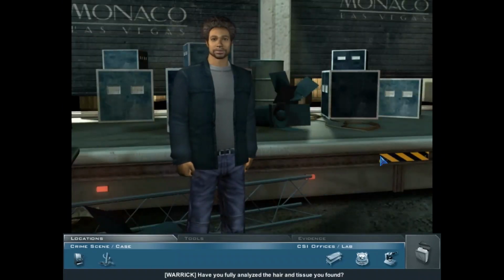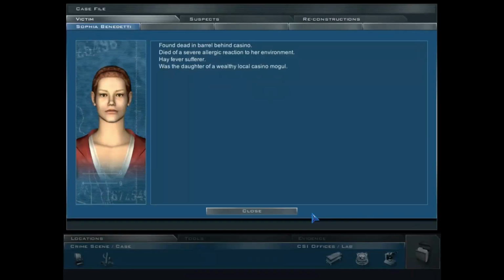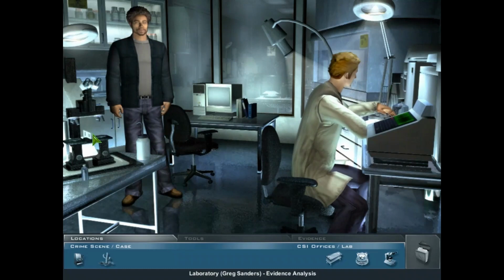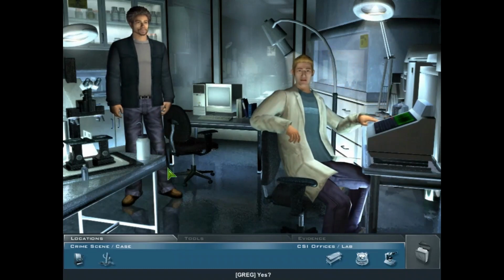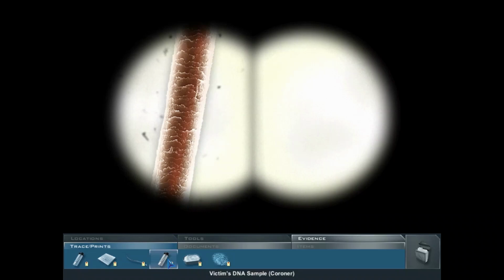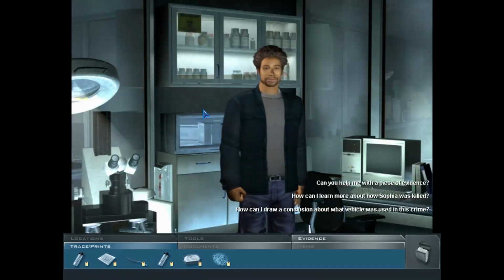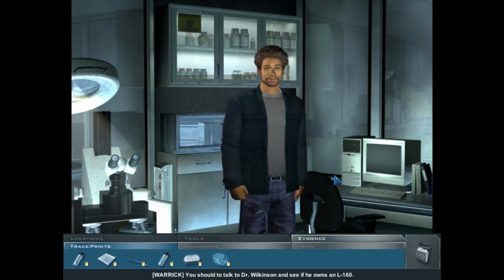Have you fully analyzed the hair and tissue you found? You can't put that under the microscope. Hey, you can't scan that into the computer. You should talk to Dr. Wilkinson and see if he owns an L160.